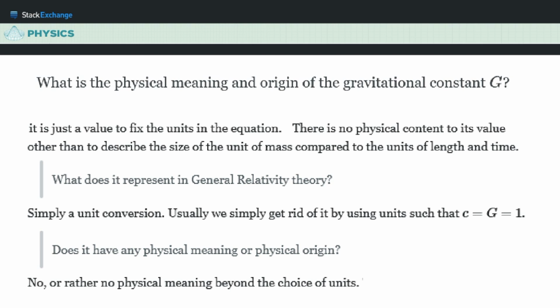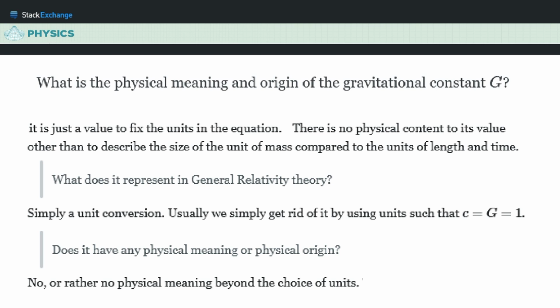There is no physical content to its value other than to describe the size of the unit of mass compared to the units of length and time. So it was put in there by hand. These people had to put these units in there so that the equation came out right. What does it represent in general relativity theory? Well, the answer is simply a unit of conversion.